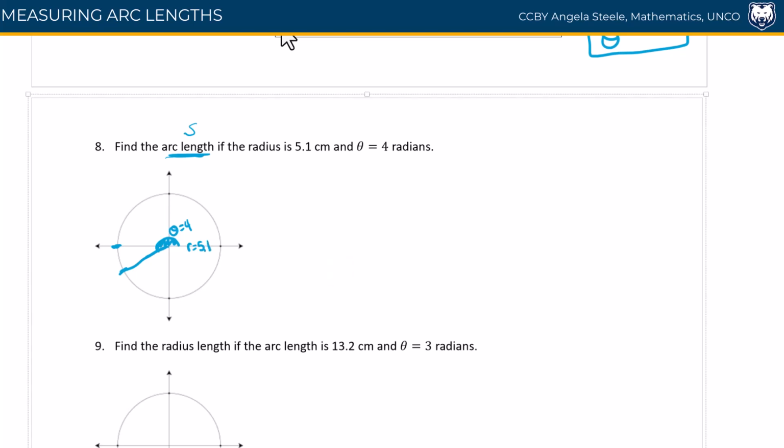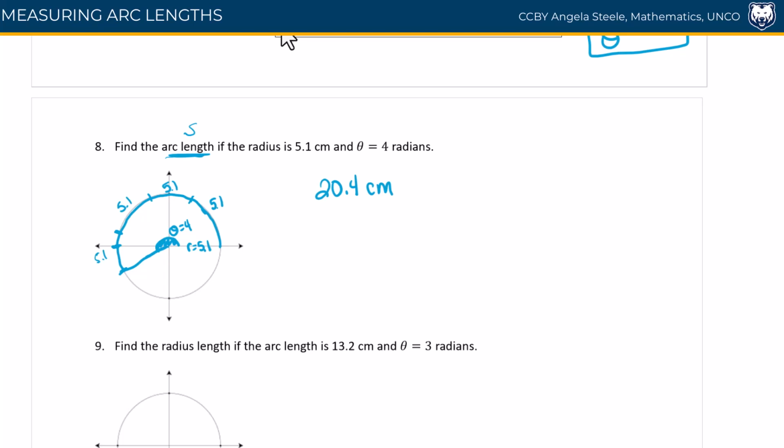And so I'm also going to go ahead and break up these little sections here. So those little tick marks represent the radian. So here's 1 radian, which is 5.1 centimeters. The next radian is 5.1 centimeters, 5.1 again. And then this last one from 3 radians to 4 radians is 5.1 again. And so if we add up all of those, we get a total of 20.4 centimeters. So that is the total arc length from the 3 o'clock position to 4 radians around.